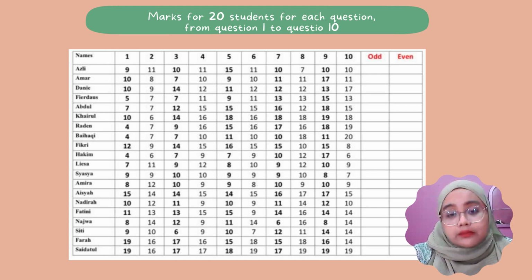Amma gets 10 marks for question 1, 8 marks for question 2, 7 marks for question 3, 10 marks for question 4, 9 marks for question 5, 10 marks for question 6, 11 marks for question 7, 11 marks for question 8, 17 marks for question 9, and 11 marks for question 10, and so on for another student.